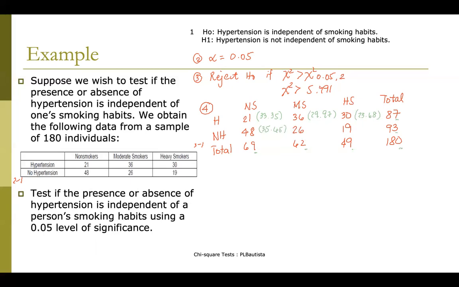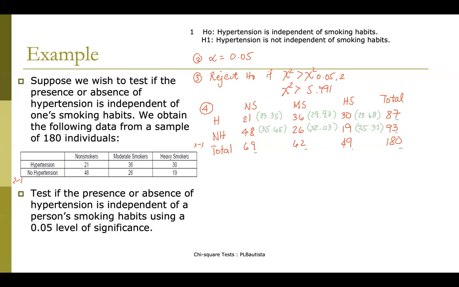Next, you have 93 times 62 divided by 180, which would be 32.03. And finally, you will have 93 times 49 divided by 180, which is 25.32. So everything that you see in green, those are now the expected values.